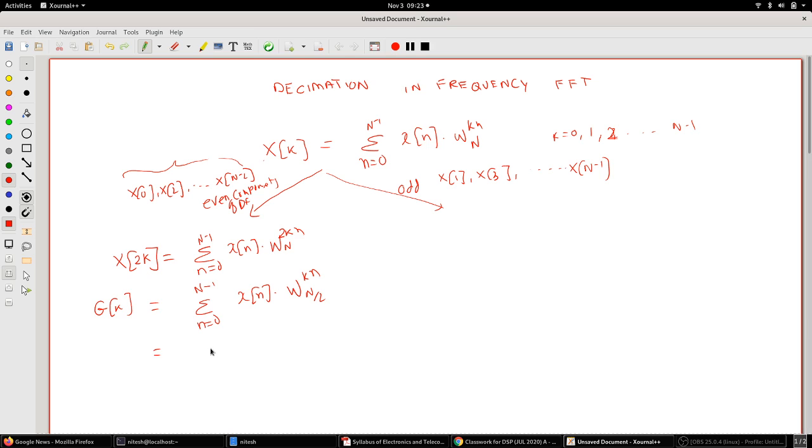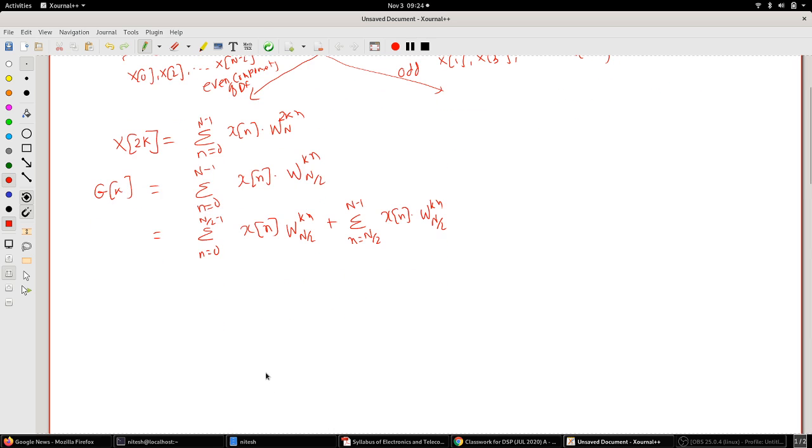So this in short can be written as summation n equal to 0 to N by 2 minus 1, which will contain the first N by 2 terms, x of n into W_{N/2}^{kn}, plus the next terms, n equal to N by 2 to N minus 1, x of n into W_{N/2}^{kn}. This is how you can have it. So I'll separate it into the first N by 2 terms and then the last N by 2 terms.